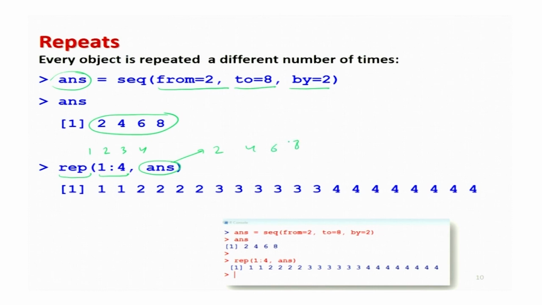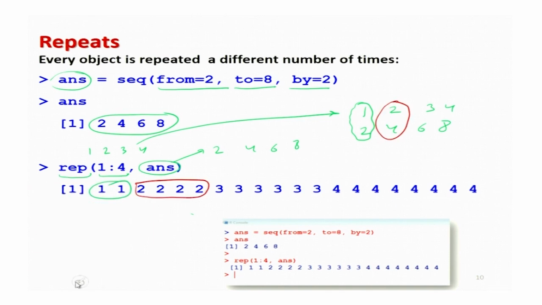So what will happen? The same thing will happen. Let me write 1, 2, 3 and 4, and then 2, 4, 6, 8. So 1 is going to be repeated 2 times, you can see here. Then 2 is going to be repeated 4 times. Then it will pick up the third value, 3, which is going to be repeated 6 times. So 1, 2, 3, 4, 5, 6.